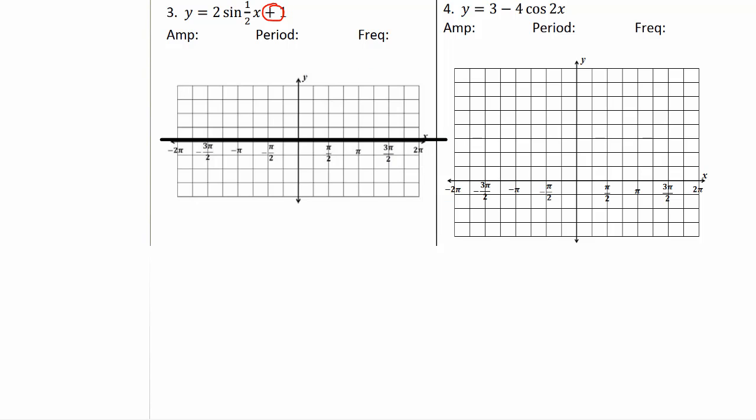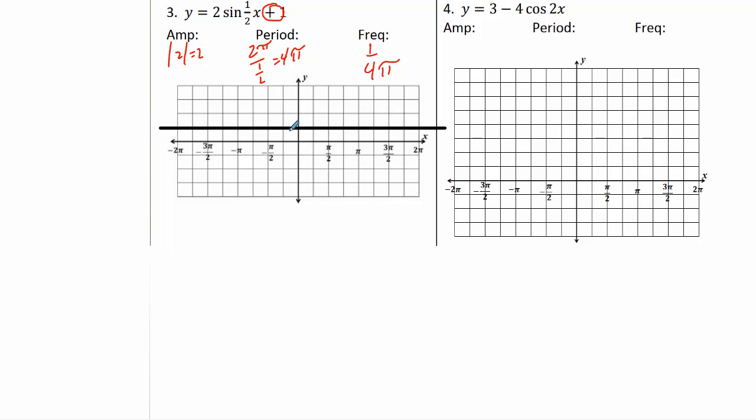But all that one does is just take and move it up 1. That's it. So the equilibrium point is now at y equals 1, okay? So this is a sine graph, so our amplitude is going to be the absolute value of 2, which is 2. Period is going to be 2 pi over 1/2, which we already did is really 4 pi, multiplied by the reciprocal, and this is going to be 1 over 4 pi.